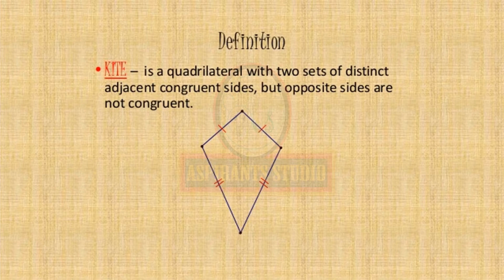Look at the figure. Look at the congruent markings. This is the shape of a kite. You can find it to be a quadrilateral because there are four sides and it is a closed figure. A kite is a quadrilateral with two sets of distinct adjacent congruent sides, but opposite sides are not congruent.